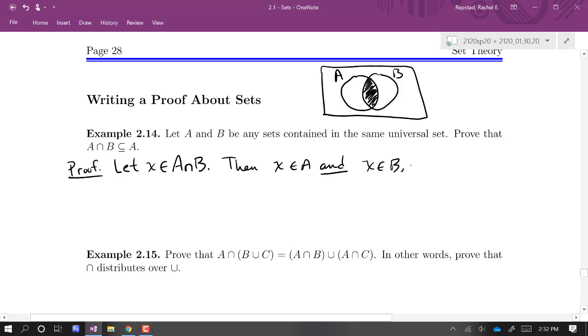Look at where we want to go. We want to show that A intersect B is a subset of A. So when we start out saying let X be in A intersect B, what we're hoping to show is that X is in A. X must be in A if it's in A intersect B. And we're pretty much there, right? The fact that it's also in B is a little bit immaterial to our proof, but we know that X is in A, so because X is in A, that means that A intersect B must be a subset of A.